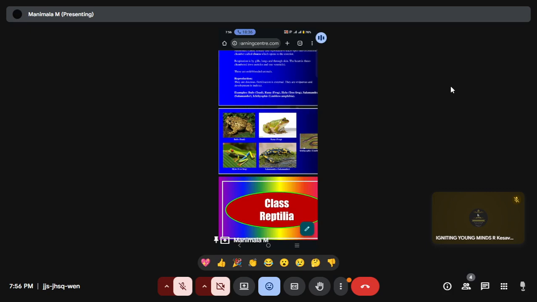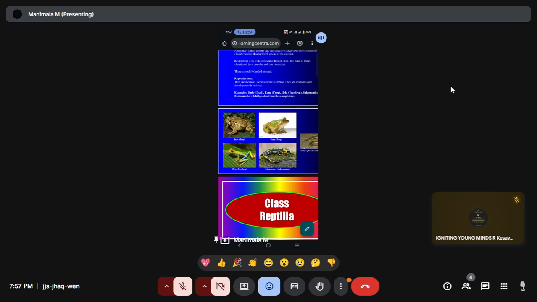And reproduction and development: fertilization is external. Most amphibians are oviparous and lay eggs in the water. After laying the eggs, the tadpole stage is formed. Once the adult stage is reached, they can come out of the water body. So development is indirect.